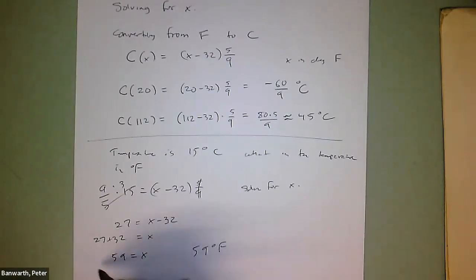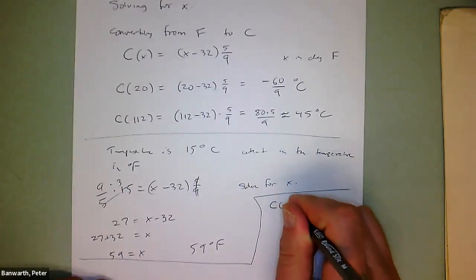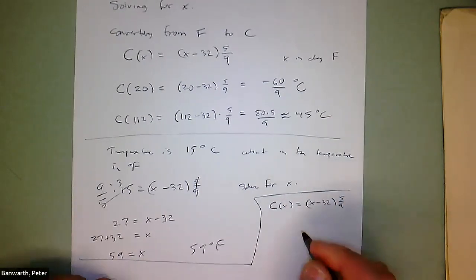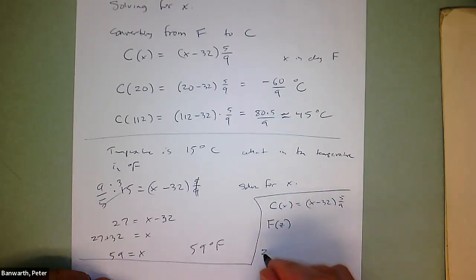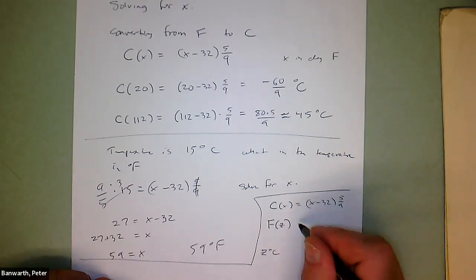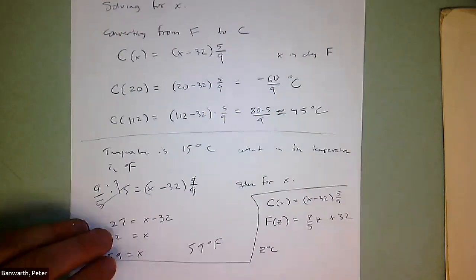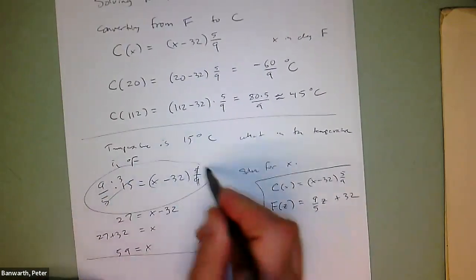Now, if we want to go one step further, we could actually write the inverse function. So if my function C of x is x minus 32 times 5 over 9, then my function f of z, where z is degrees Celsius, would be 9 over 5 z plus 32. But again, what we're doing here is we're setting up an equation and solving for x. And that pretty much covers the warm-up.